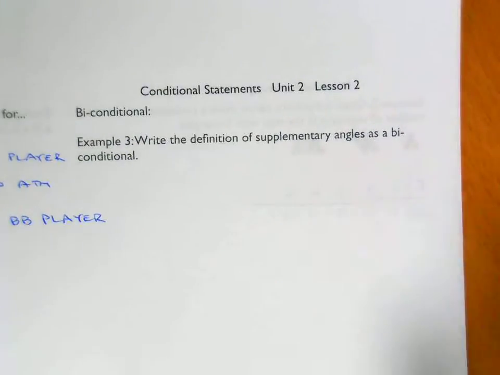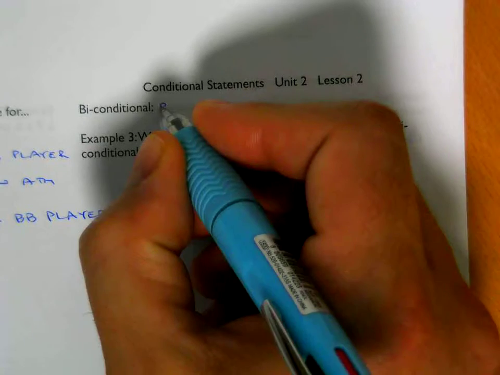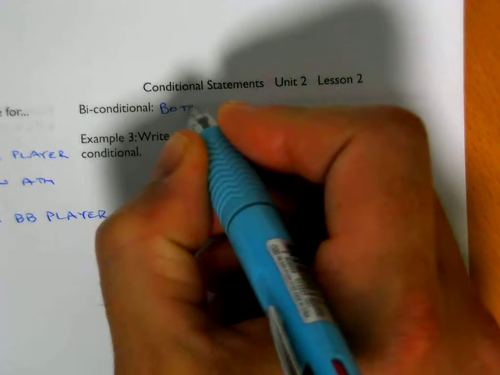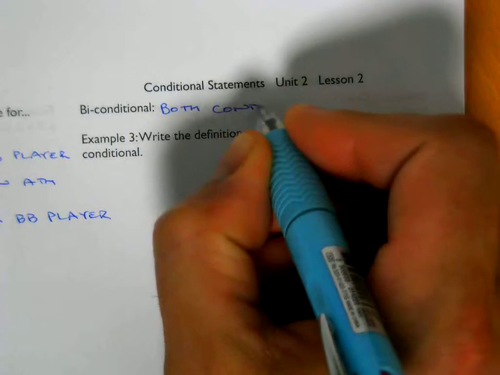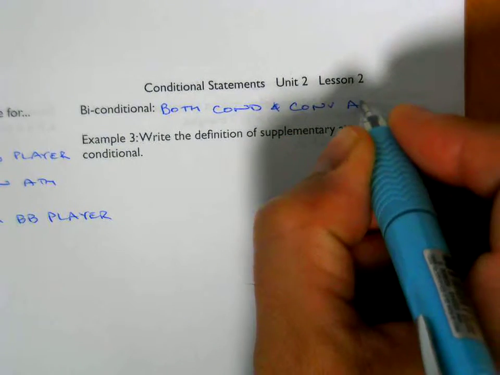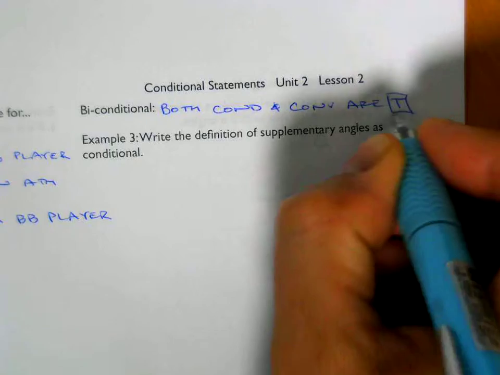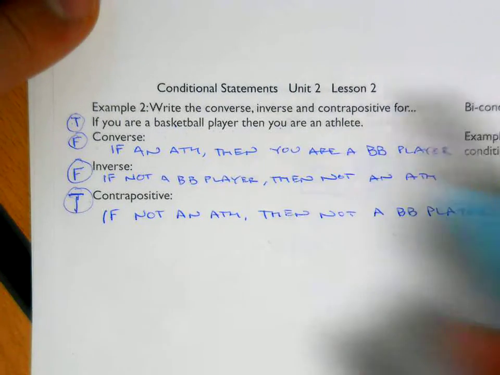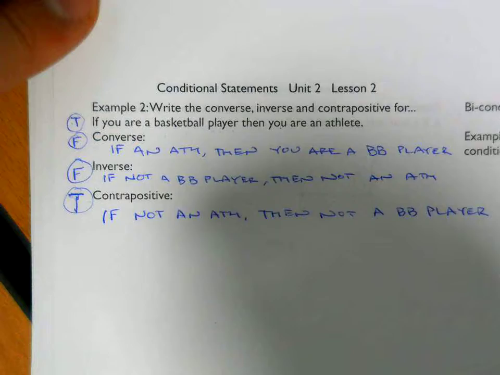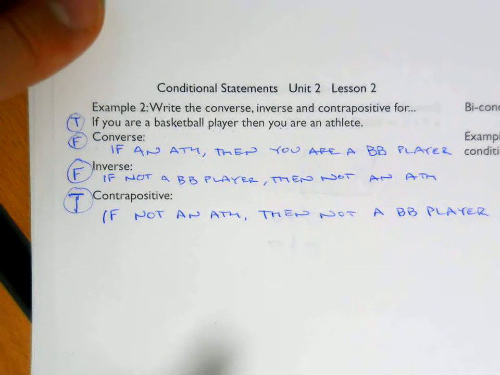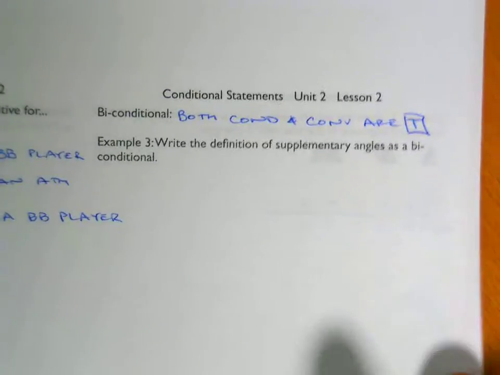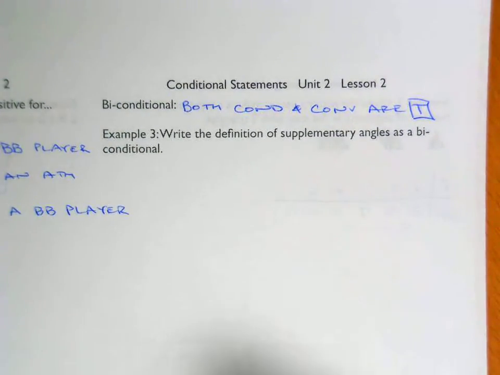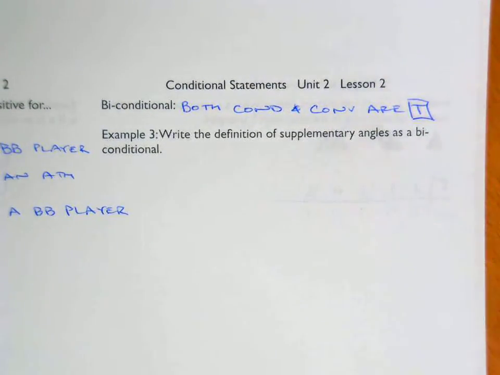Okay, finishing up here with a biconditional. So a biconditional means that both the conditional and the converse are true. So the example that we did back here, definitely not a biconditional. I could not say that if you're a basketball player, then you're an athlete is true, and if you're an athlete, then you're a basketball player. So that was not a biconditional.